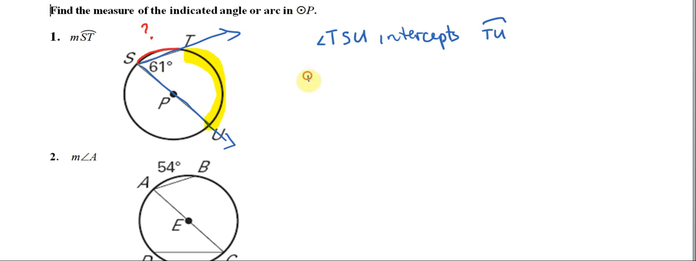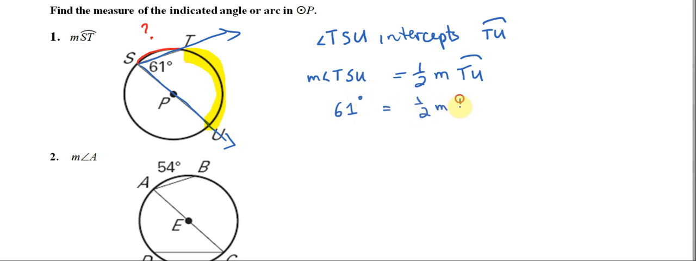Another way to say it is that the measure of angle TSU is equal to 1/2 the measure of arc TU. Since this is 61 degrees, we can solve this equation pretty simply and know that this arc here has to be 122 degrees.